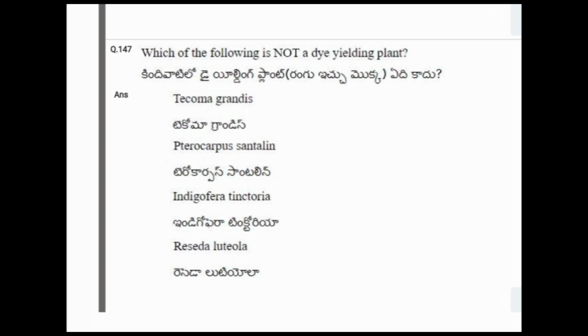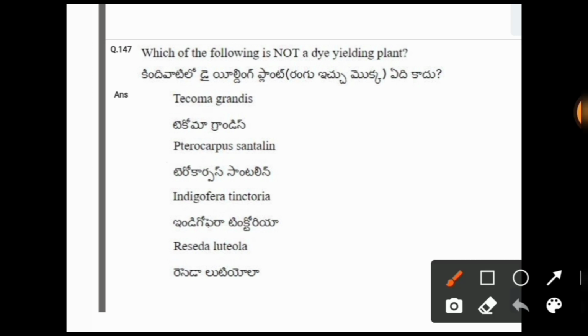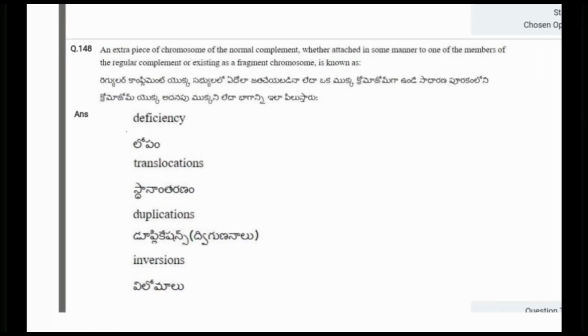Next question. Which of the following is not a dye-yielding plant? The options are Tectona grandis, Pterocarpus santalinus, Indigofera tinctoria, Reseda luteola. The correct option is the first one, that is Tectona grandis.